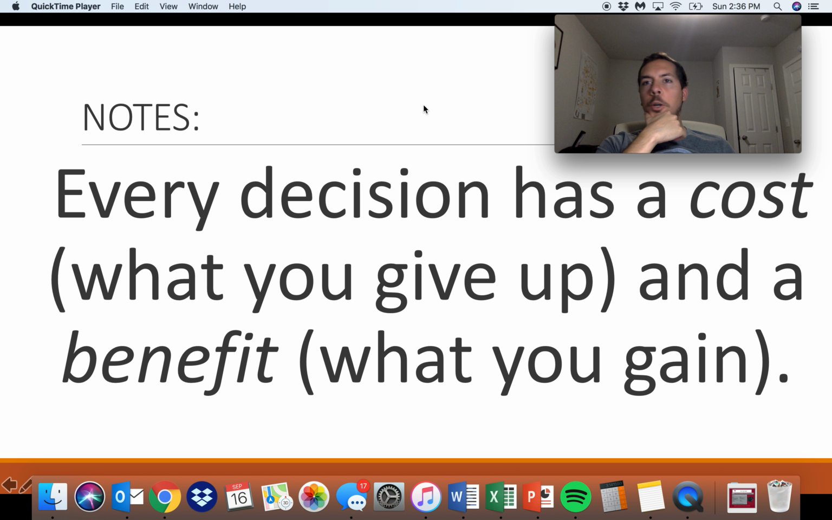Sometimes your cost could be your patience. It could be your emotional well-being. Maybe you have to do something that really makes you mad, and you know that doing it makes you mad, but you have to do it. There's a benefit. There's a reason you're doing it. So the cost is that it puts you in a bad mood. That's something that you're giving up. You're giving up your emotional well-being in order to do it.